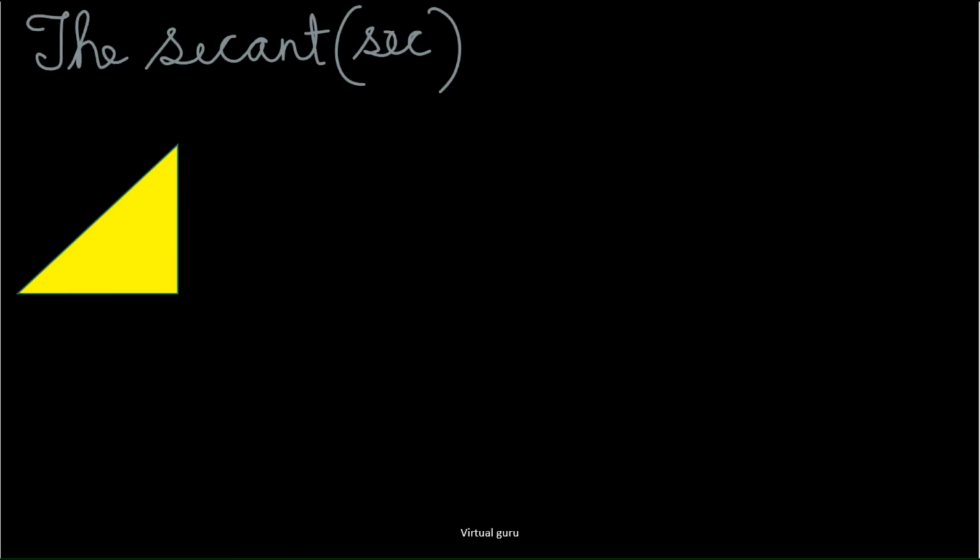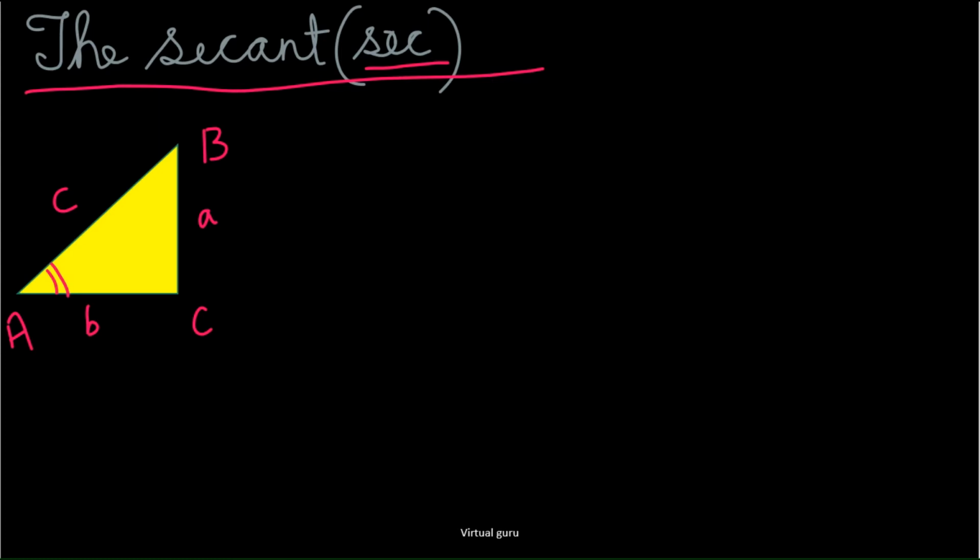Let's move on to another trigonometric ratio, the secant. It is written as sec. So consider the same example, A, B, and C. This is C, this is A, and this is B. So relative to angle A, what will be the secant? The secant is the reciprocal of the cosine. It is the ratio of the hypotenuse to the side adjacent to the given angle in a right angle triangle.